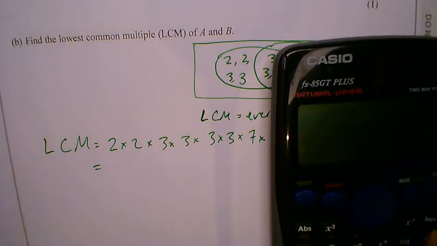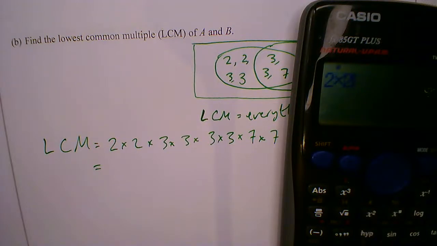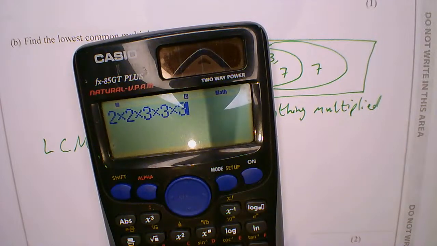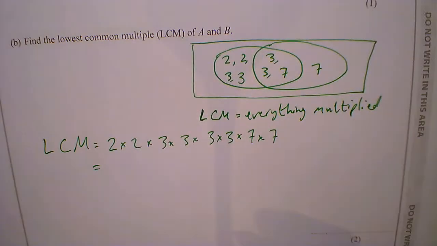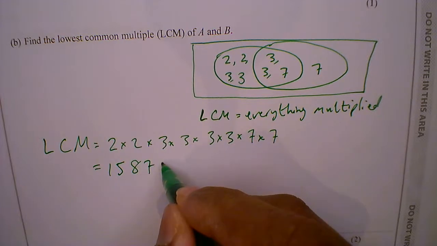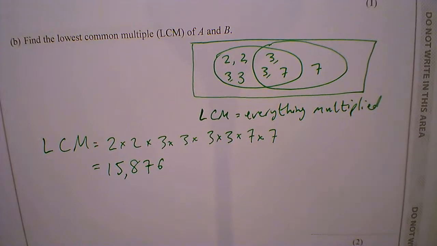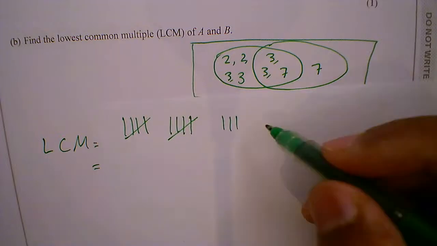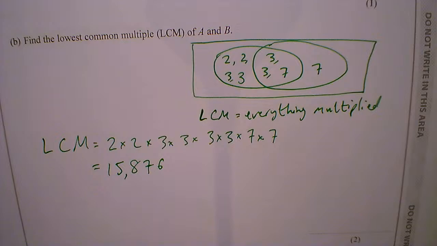I can just quickly use my calculator. It's a calculator paper. 2 times 2 times 3 times 3 times 3 times 3 times 7 times 7 gives me 15876. Okay, so that is my final answer. So now I've banked another 3 marks. 1, 2, 3. So I'm already on 16 marks.